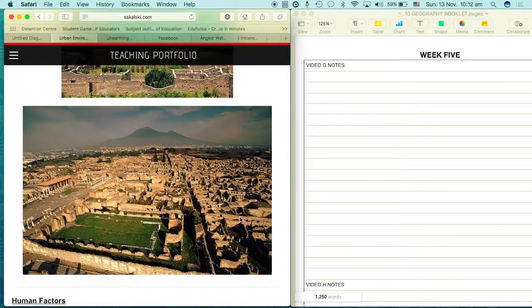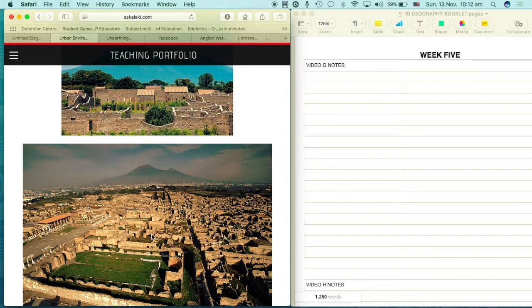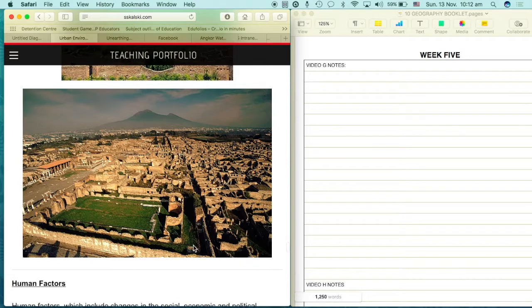So we have some images here of Pompeii, where the whole city, it was a thriving urban city, and when the volcano erupted, the whole city was covered in a layer of ash, which made it unlivable, and you've probably seen the images of the bodies that are sort of frozen in time. And you can see that it's been left as it was. They haven't tried to rebuild it, they haven't cleared it out, it was simply left.